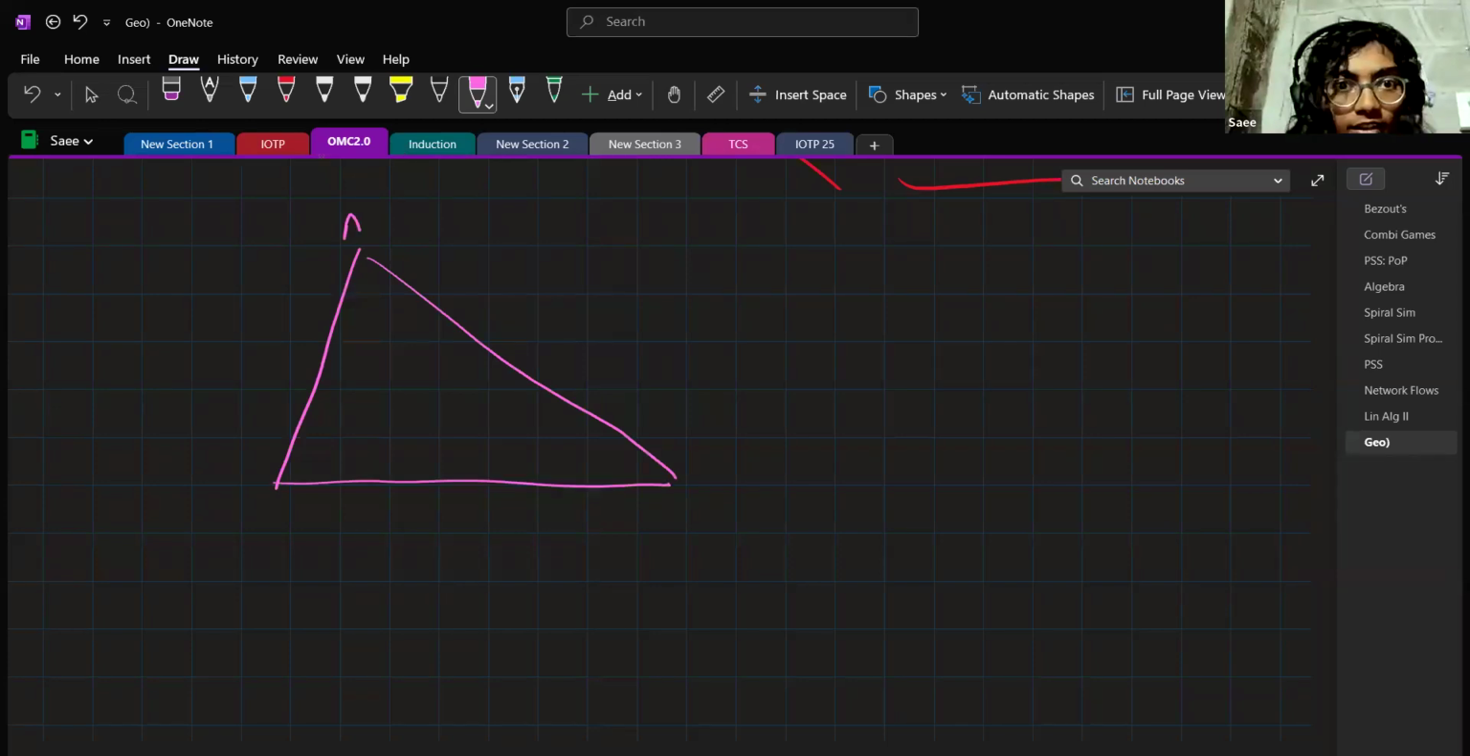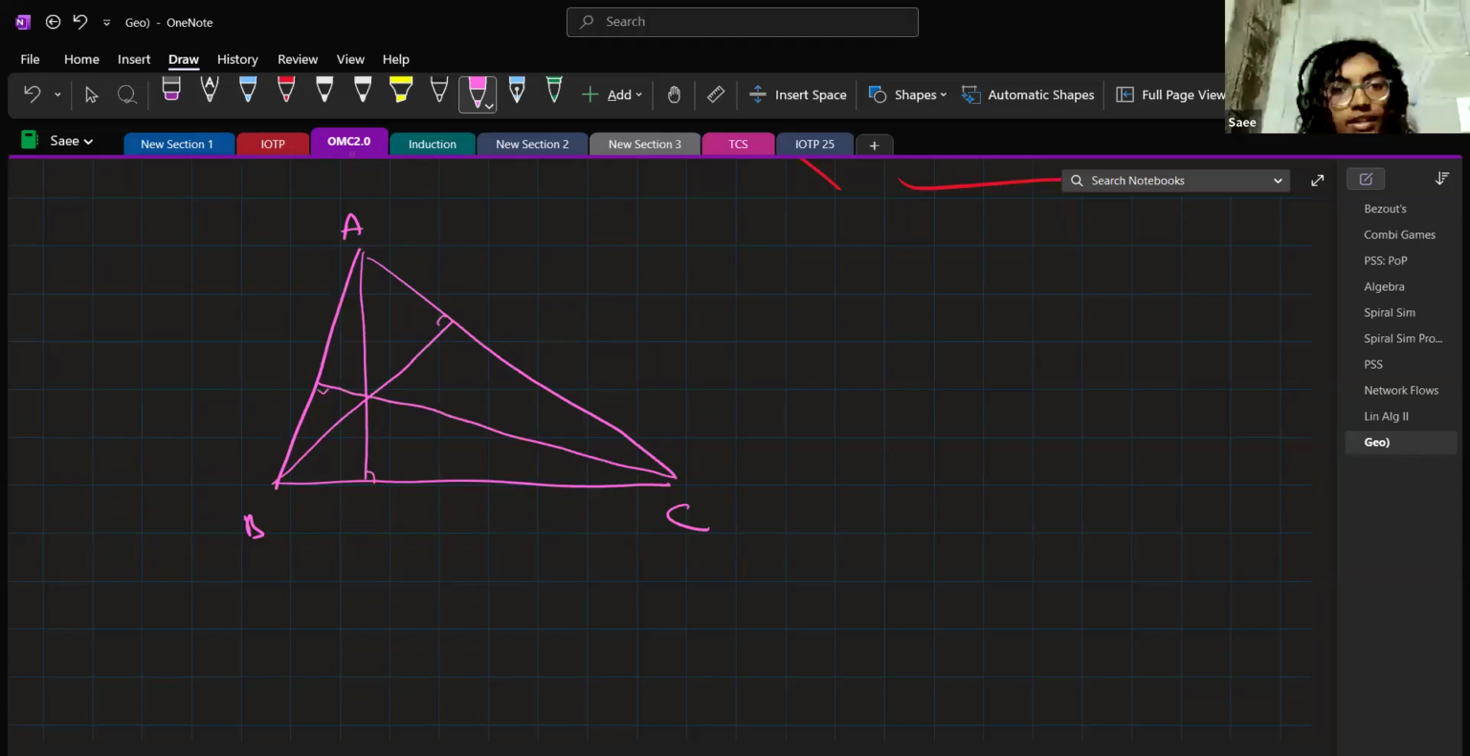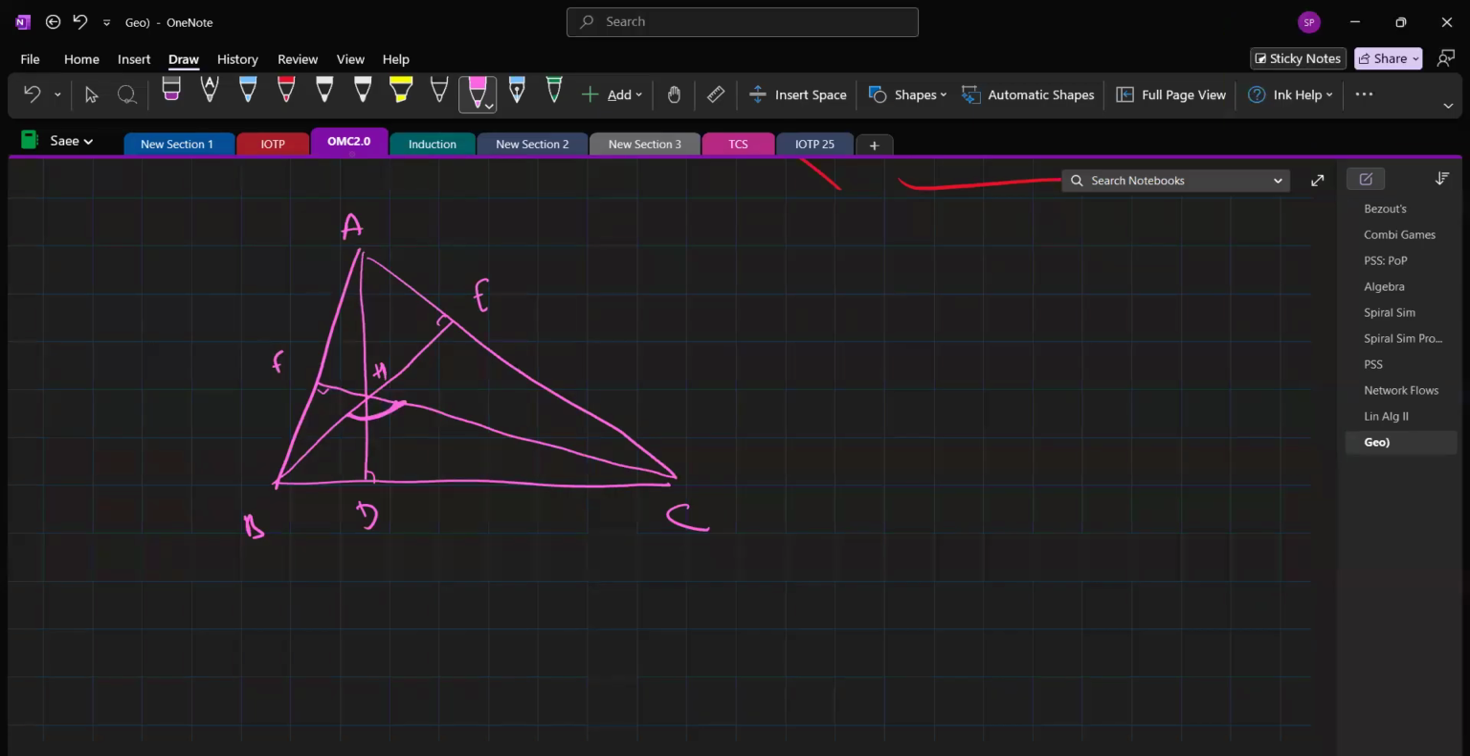So we have A, B, C, 90, 90, 90. This already gives us a lot of cyclic quadrilaterals and a lot of nice angles. In particular, can somebody tell me what angle BHC is? 90 minus A by 2 or plus.